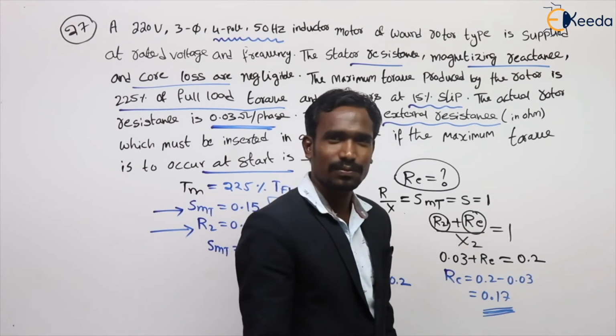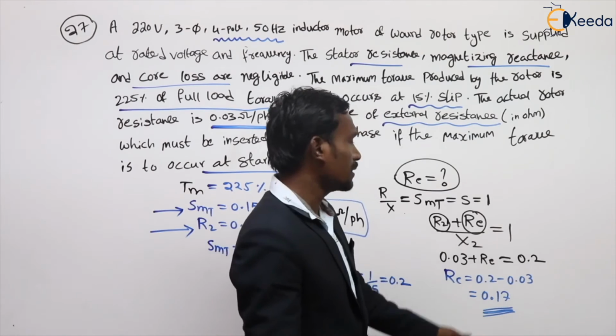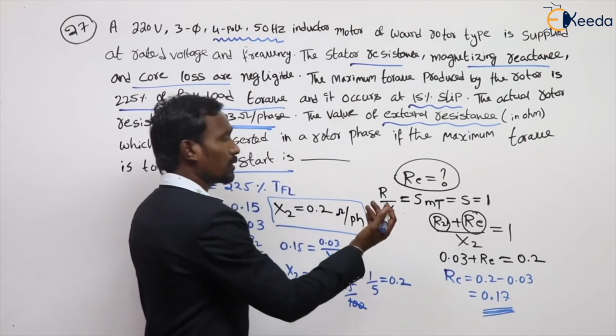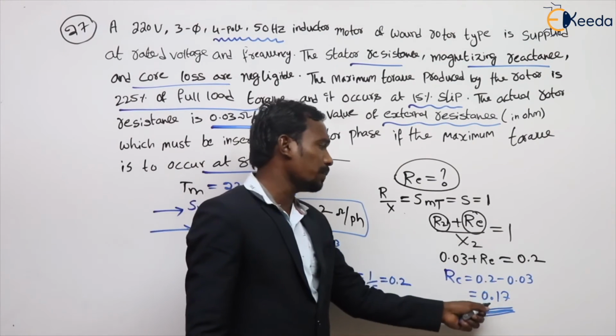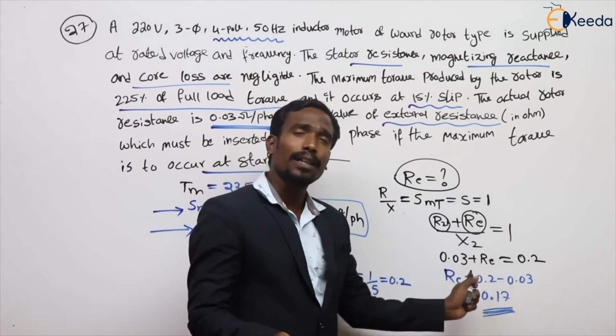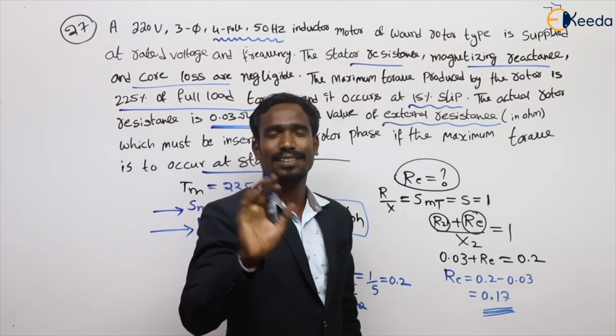The external resistance is equals to 0.17. This is our answer. Are you okay or not? If you add extra resistance of 0.17, then R2 is equals to X2, because 0.03 plus 0.17 is equals to 0.2. Both are equal. When both are equal, then we can get the maximum torque at starting.